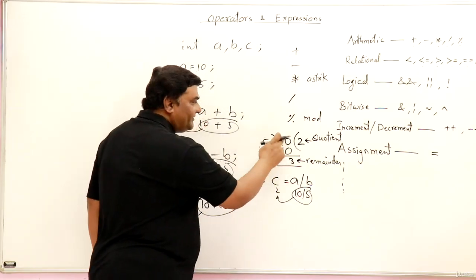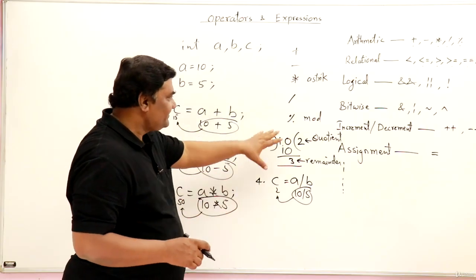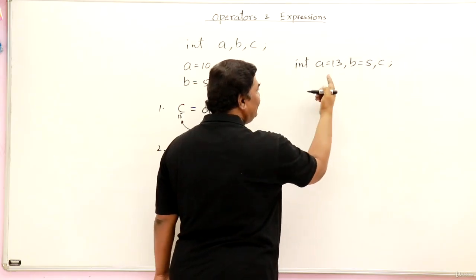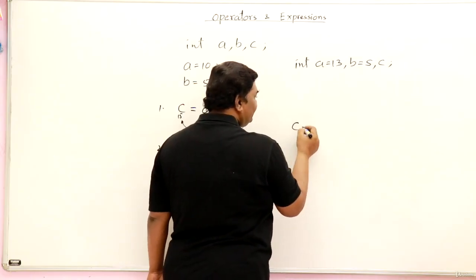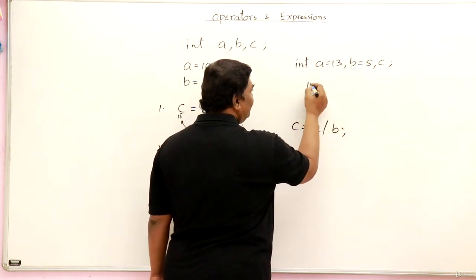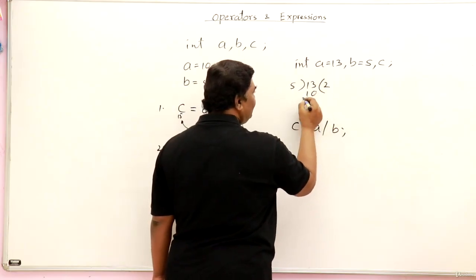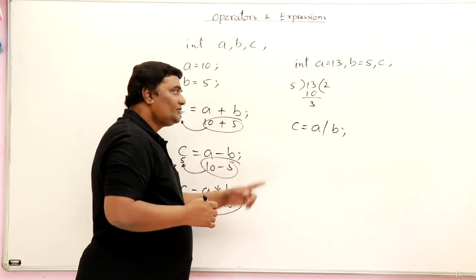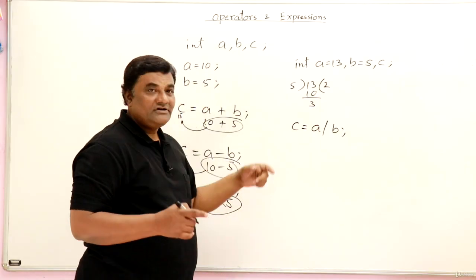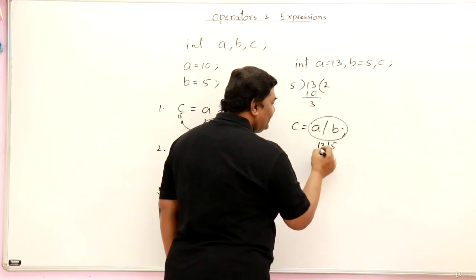Now, instead of 10, suppose this A is 13. Let us see it by removing this one. See here, I have A as 13 and B as 5. These are integers. Then if I say C assign A divided by B, what happens? 13 divided by 5, this gets divided 2 times, and the result is 10, and this is the remainder. So what is the quotient? Quotient is 2 and the remainder is 3, right? Division gives quotient. So what will be the result? 13 divided by 5 is 2.